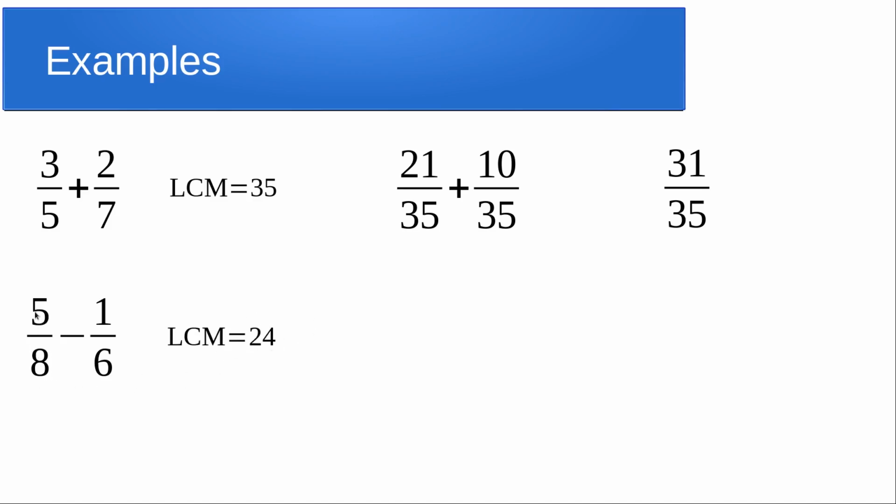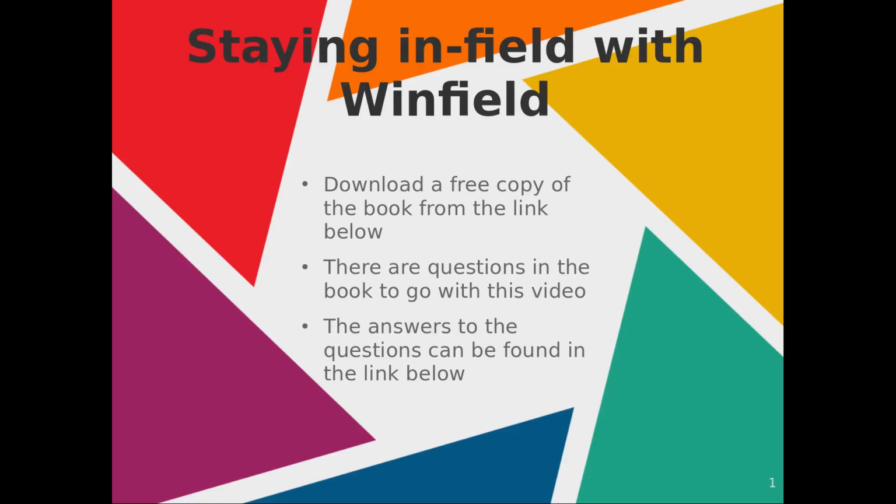So I'm going to multiply this one by 3 to give me 15 over 24. I'm going to multiply this one by 4 to give me 4 over 24. They now have the same denominator, so we'll use the rules from the last video, and that's going to give me 11 over 24.